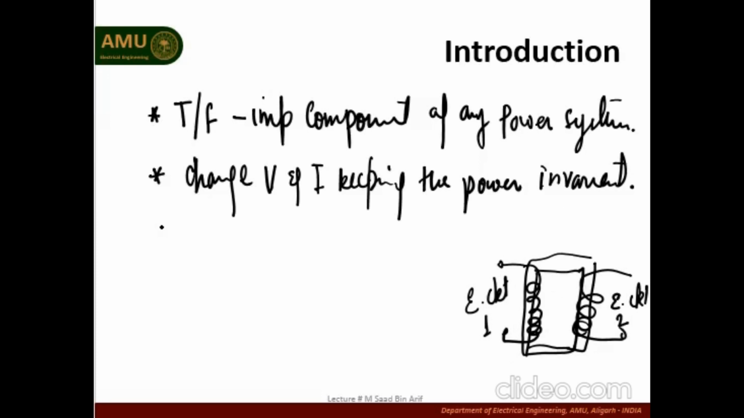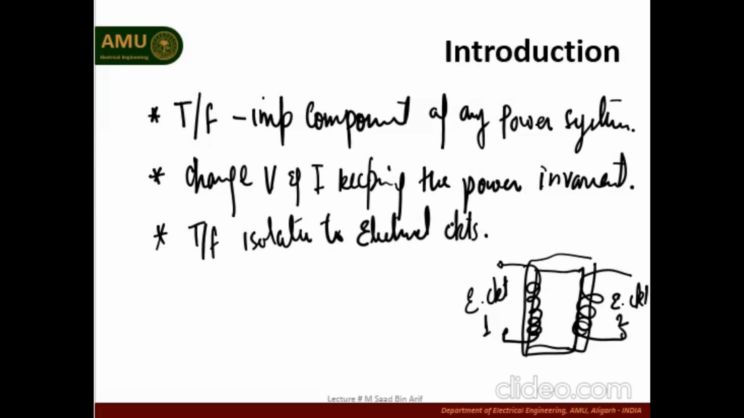So you can say that a transformer isolates two electrical circuits. From this you can observe that the transformer can also be used to isolate two electrical circuits. Now another important thing about the transformer is that the change in voltage from one level to the other can take place without any change in the frequency of the voltage.